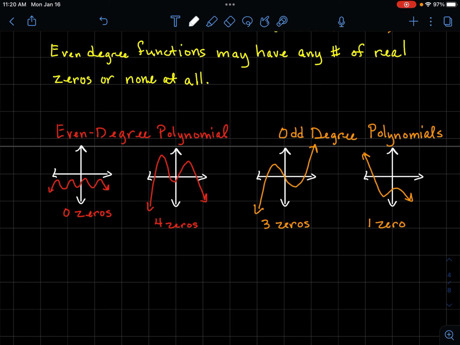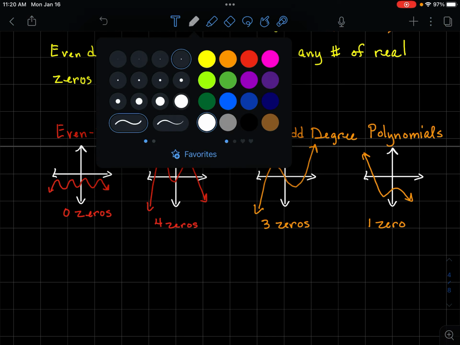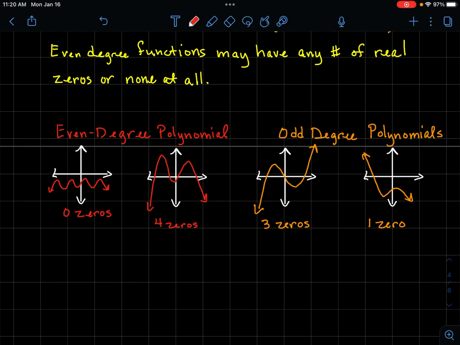Here's some examples. In red, I have even degree polynomials. And I know they're even because the arrows are both going in the exact same directions in the end. The first example, notice that the red does not cross the white x-axis at all, so there are no real zeros. If you look at the second example, we have it crossing once, twice, a third, and a fourth time, so that would be 4 real zeros.